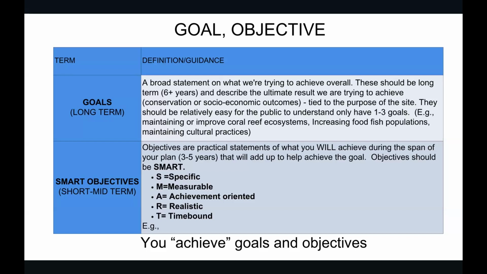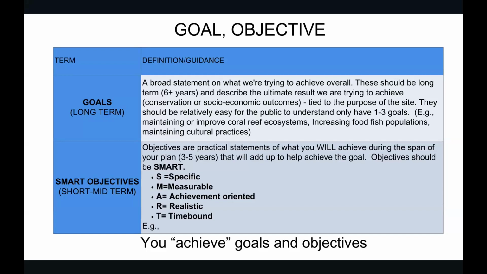So I know that this can be challenging, and so I'm going to review what I think is the easiest way to think about these components. But if you have different terminology for things, or what you consider a goal or objective is different, then that's okay.